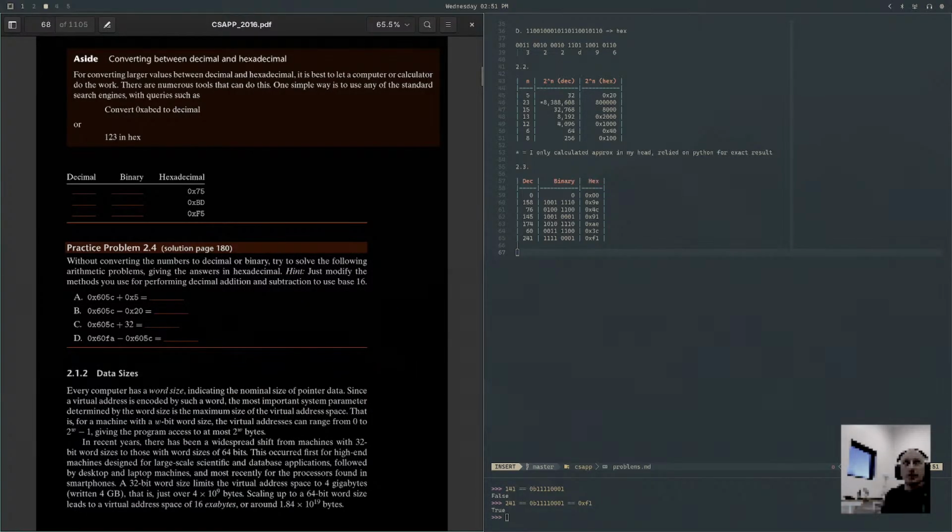So we got an aside. Converting between decimal and hexadecimal. For converting larger values between decimal and hexadecimal, it is best to let a computer or calculator do the work. There are numerous tools that can do this. One simple way is to use any of the standard search engines with queries such as convert so-and-so to decimal.